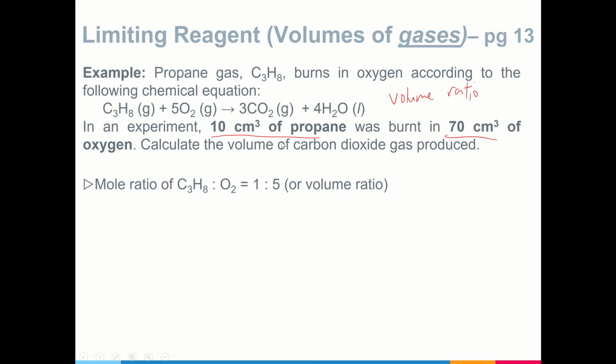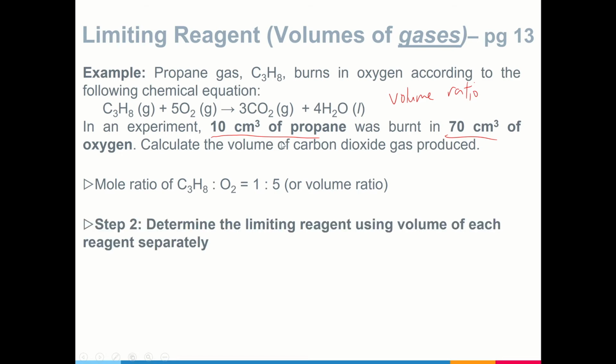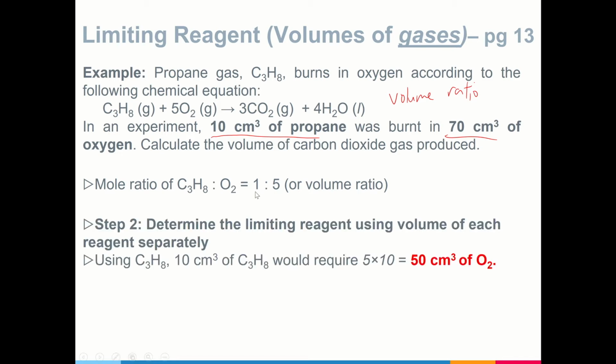Okay, I don't know which one, so I will just use either one. If I use propane, for every 10 cm cube of propane, I will need 50 cm cube of oxygen. But how much are you given? You are given 70. So this means that it's more than enough. You only need 50 to react with 10 cm cube, and you are given 70. So at this point, you can identify that my oxygen is in excess.